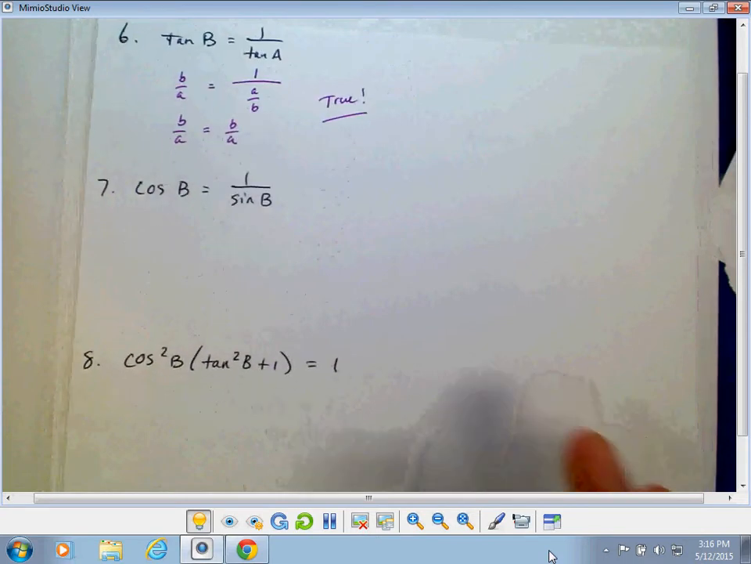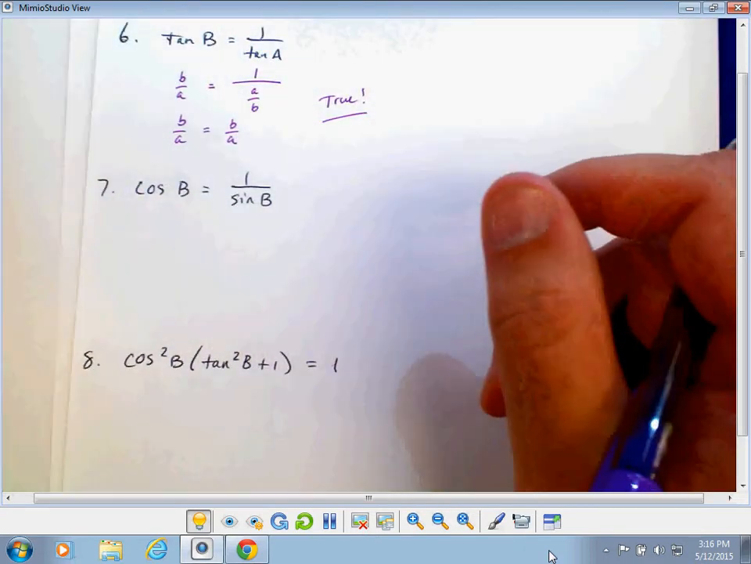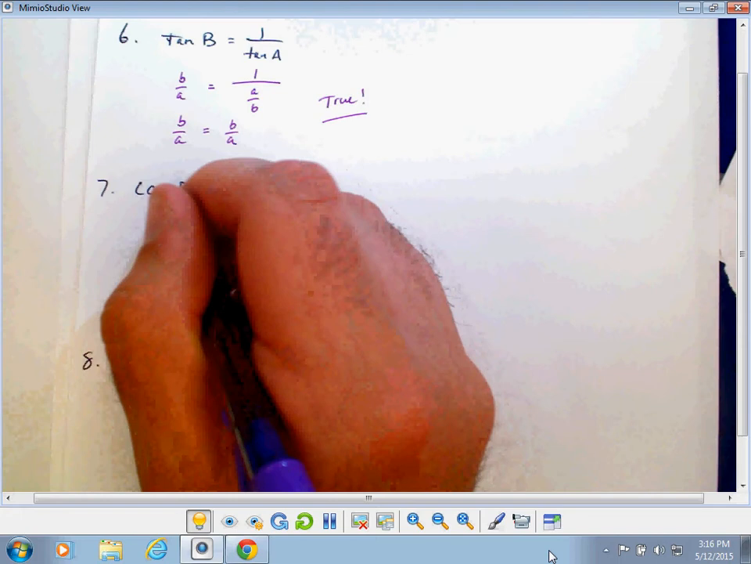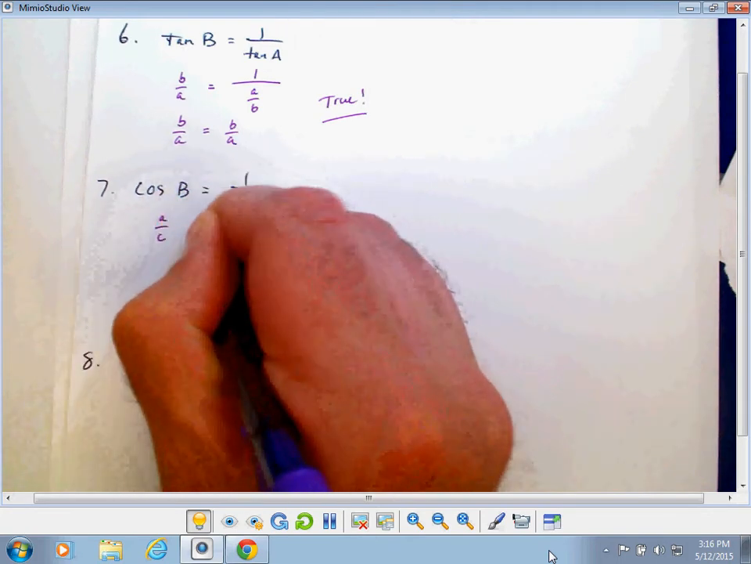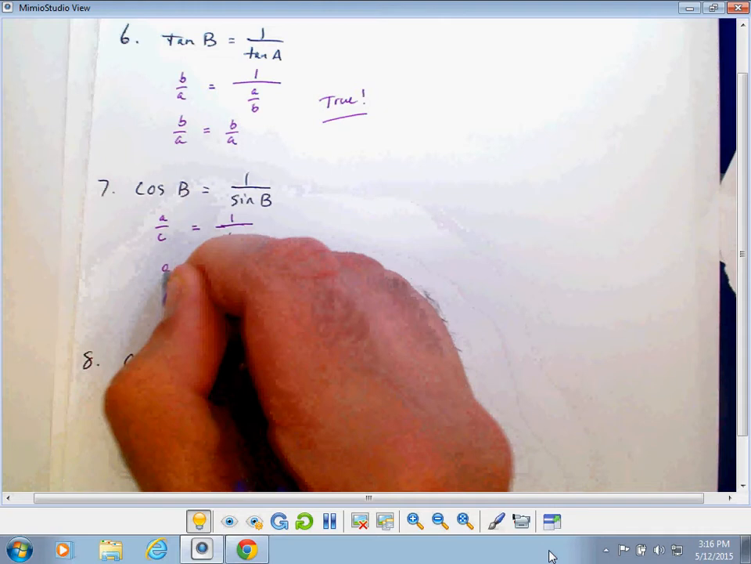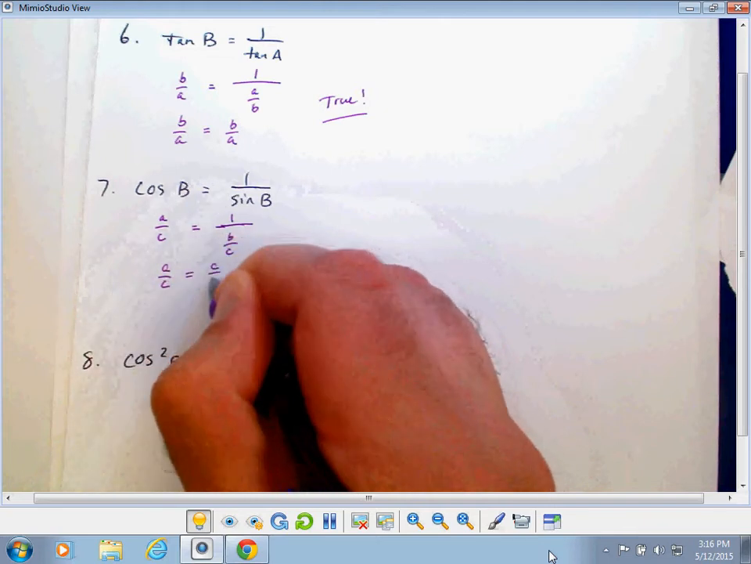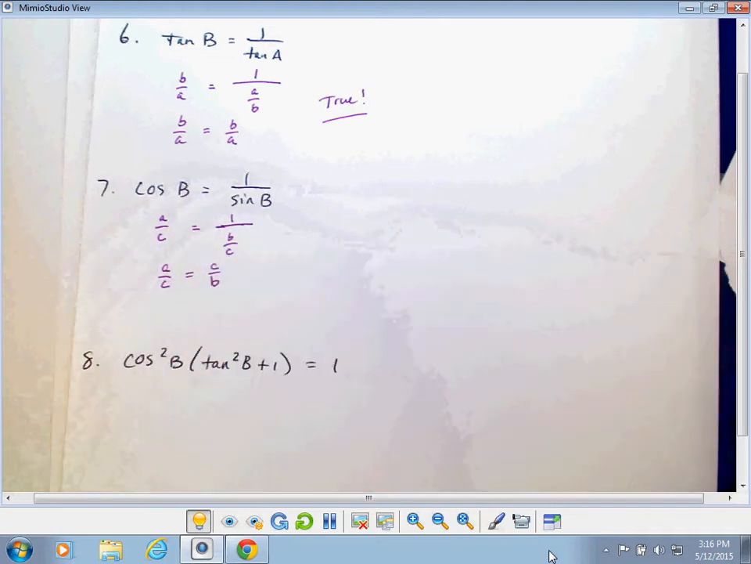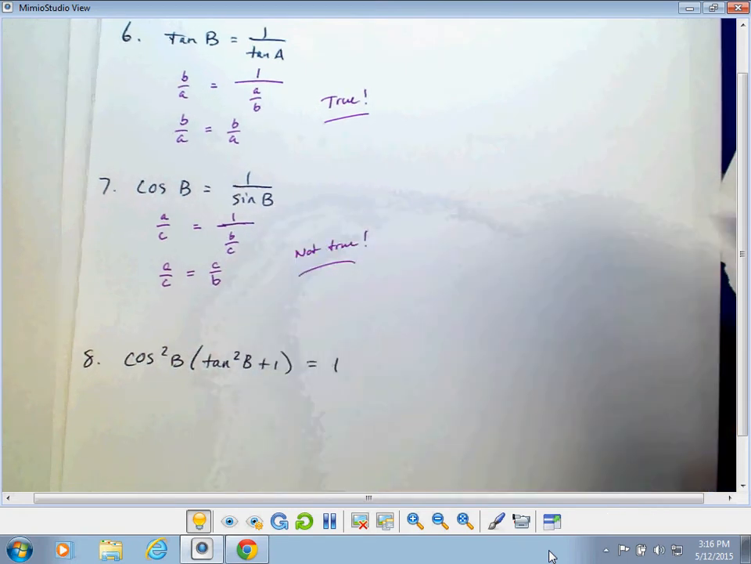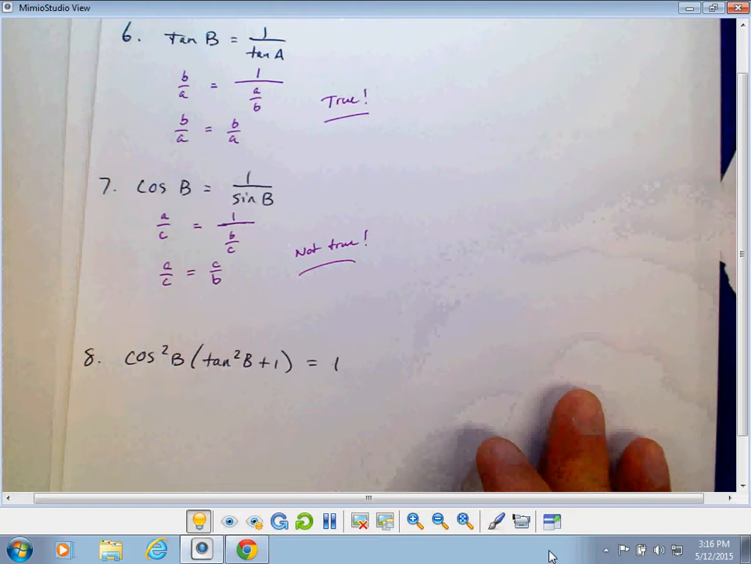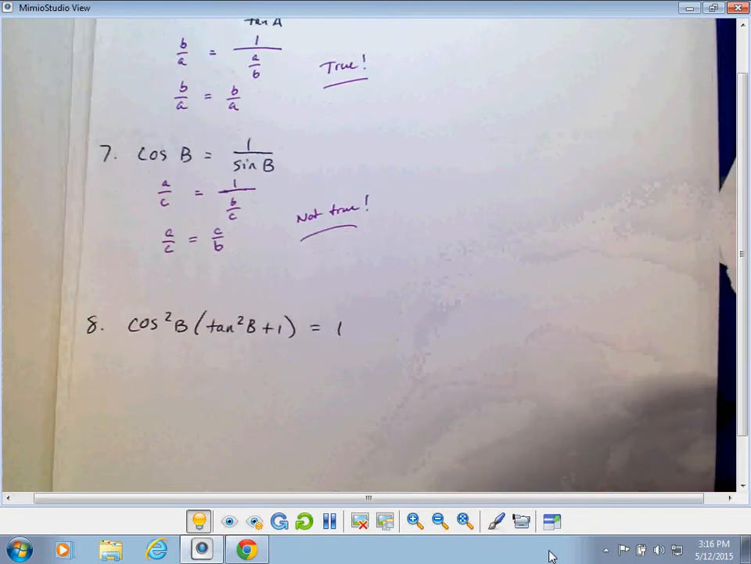If we look at cosine of B equals 1 over sine of B, cosine of B is a over c. 1 over the sine of B is c over b. So what we get is a over c equals c over b. And again, that's not true. I think that was the same as another one we did. Okay, number 8.